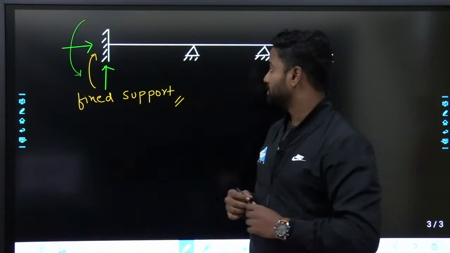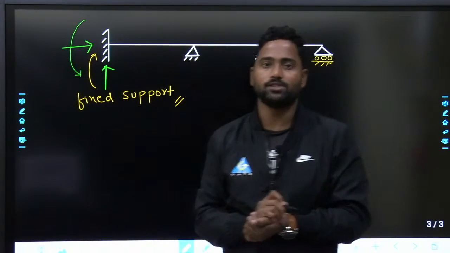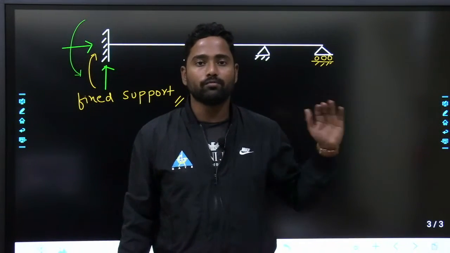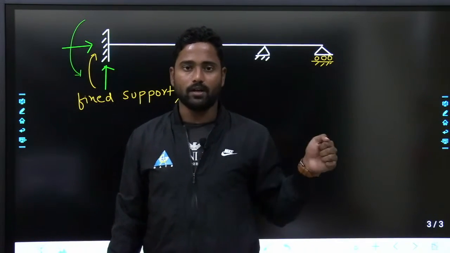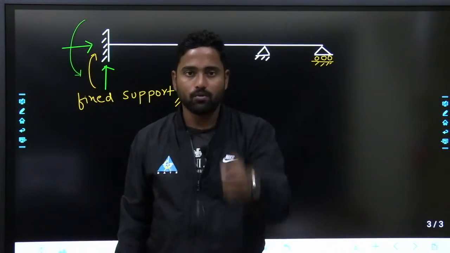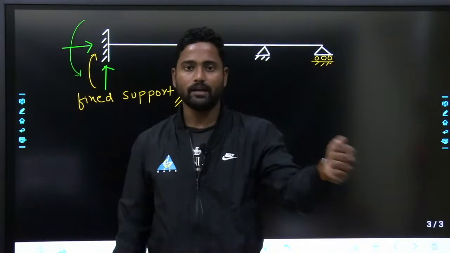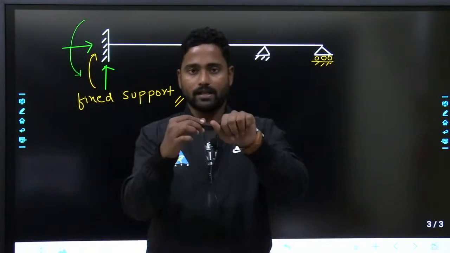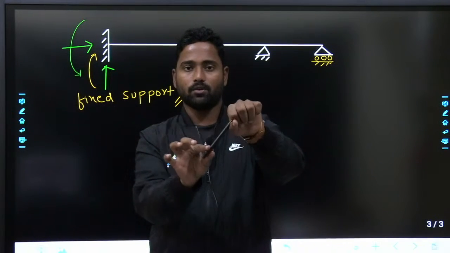Next, hinge support. The best example for the hinge support is your door. Whenever you go out of the room, you open the door, right? It can rotate like this. You can't move it in other directions, but you can rotate the door. The same thing, that is the hinge support. That means at hinge support, you can't move in vertical direction, you can't move in horizontal direction, but you can rotate.